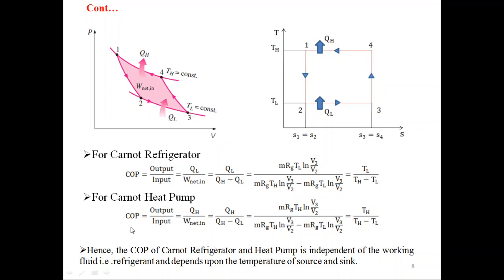For a Carnot heat pump, COP is output upon input, that is QH divided by W net in, where QH is the amount of heat rejected to the high temperature reservoir. So we have QH divided by QH minus QL. Cancelling the common terms, we get TH divided by TH minus TL. So we can say higher temperature divided by higher temperature minus lower temperature, where TH represents the temperature of the high temperature reservoir and TL represents the temperature of the low temperature reservoir.